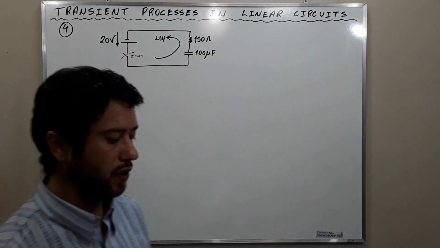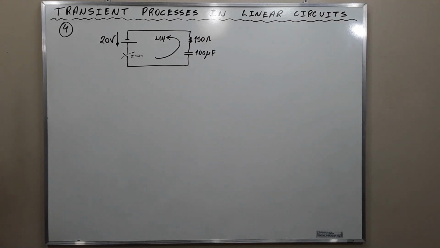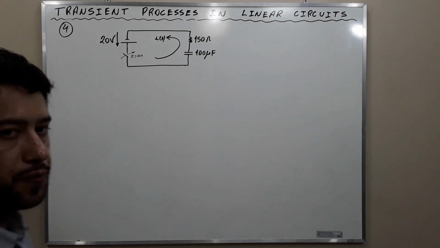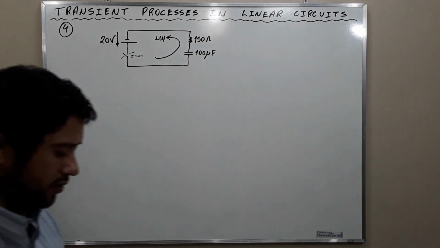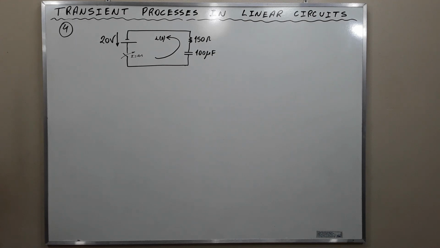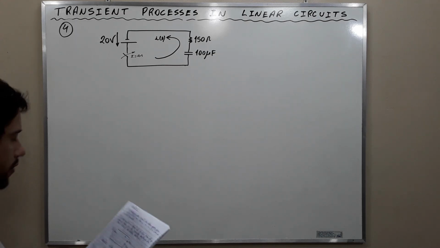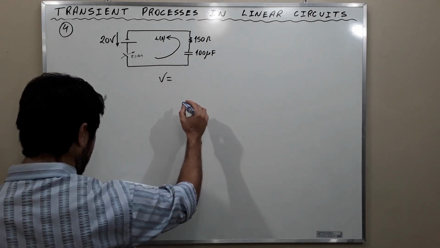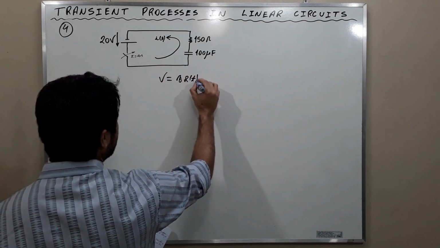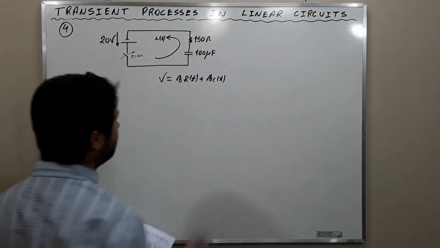Question 4 now. The switch in the circuit has been open for a long time and there is no initial charge on the capacitor. If the switch is closed at t equal to 0, how long does it take for the capacitor voltage to reach 80% of the battery voltage? Okay, my friends, this is the exercise. Let's go to the solution. If the switch is closed, V is equal to VR of t plus Vc of t.